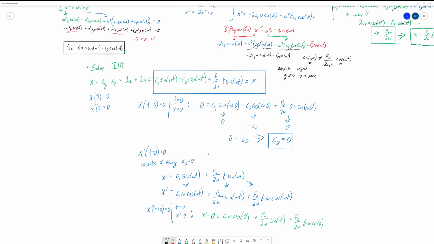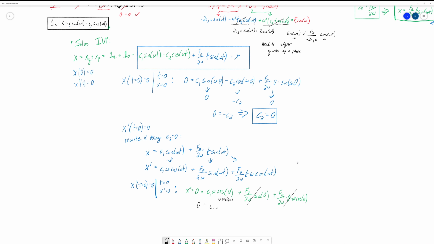And this is going to be 0, this is going to be 0, and what you're left with then is that 0 equals c1 omega times cosine of 0, which equals 1. So this is going to be c1 omega equals 0. And assuming that omega is not 0, which it could be, but then you'd have a trivial solution, you'd have c1 equals 0 as well.